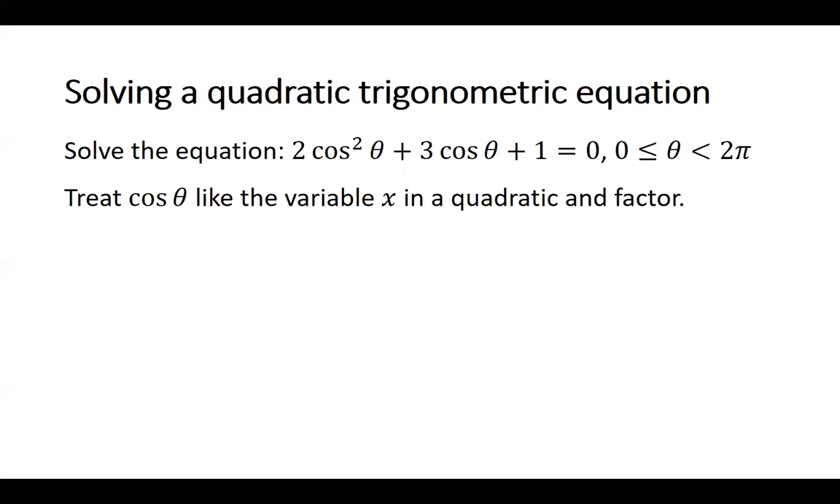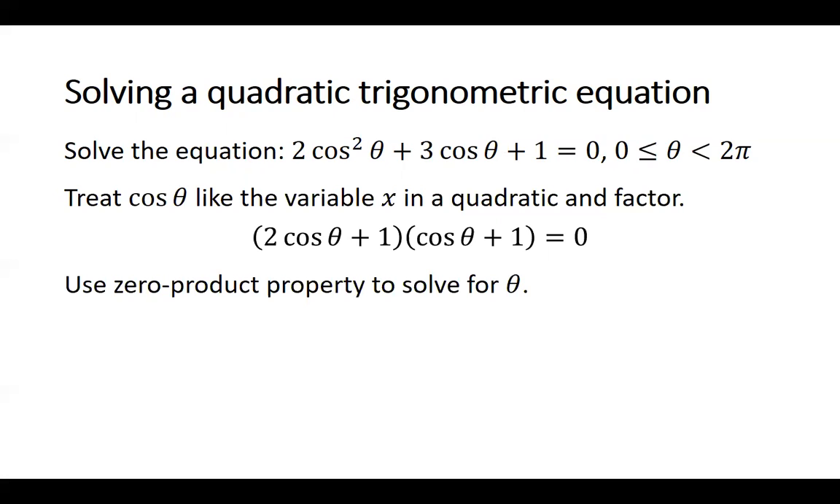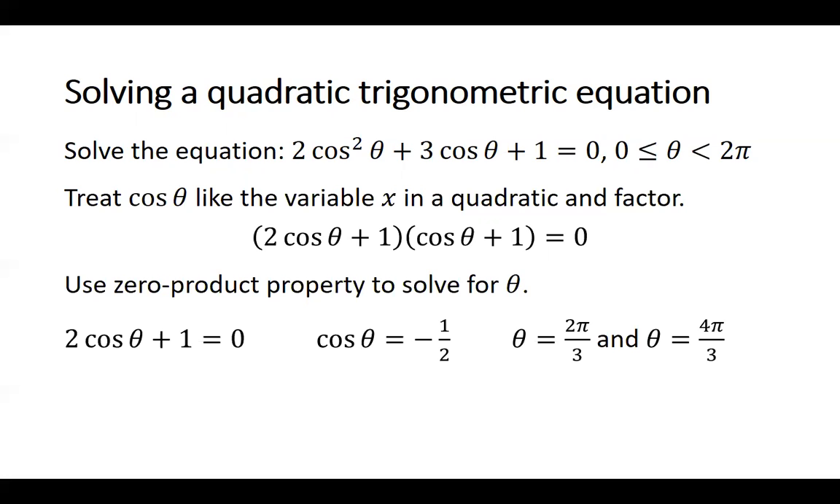So we can look at that, and that's easy for us to factor, and we see that it would be 2x plus 1 times x plus 1, or 2 cosine theta plus 1 times cosine theta plus 1 is equal to 0. And now we can use the zero product property to solve for theta, right? 2 cosine theta plus 1 is equal to 0. Cosine theta plus 1 is equal to 0.